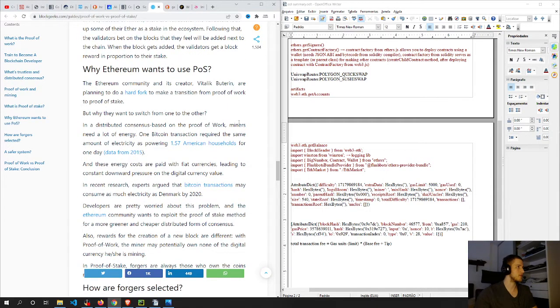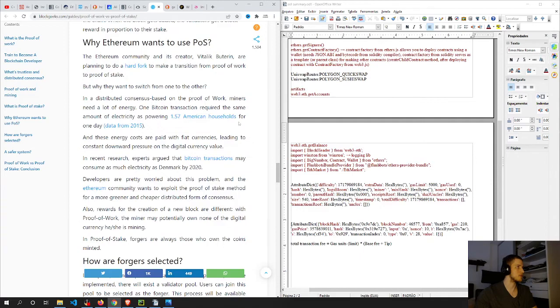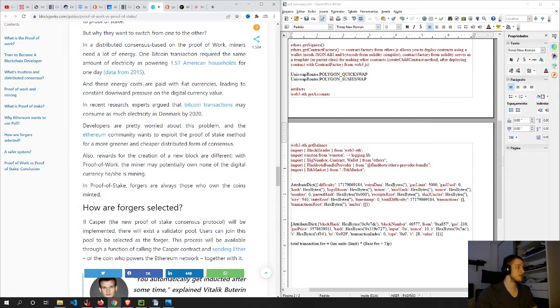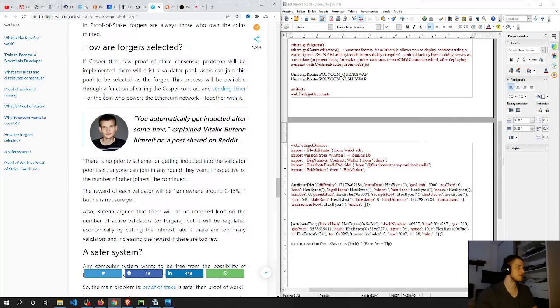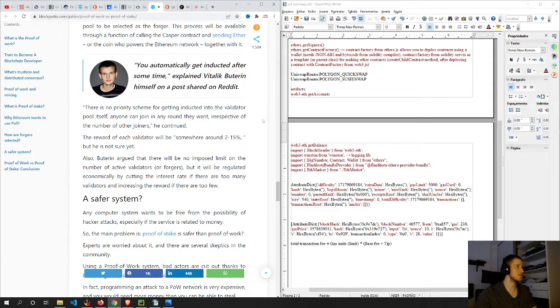Why Ethereum wants to use proof of stake? The Ethereum community and its creator are planning to do a hard fork. It will be implemented. There will exist a validator pool. Users can join this pool to be selected as the forger. This process will be available through a function of calling the Casper contract and sending Ether, the coin that powers the Ethereum network, together with it.